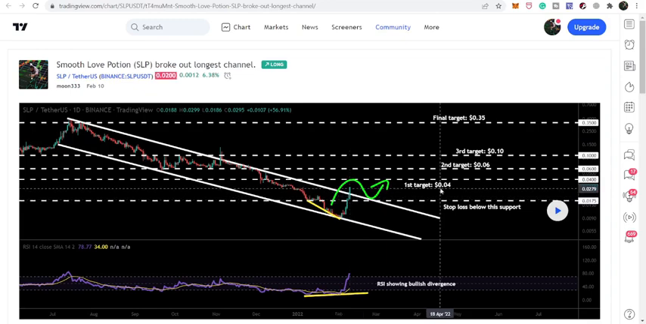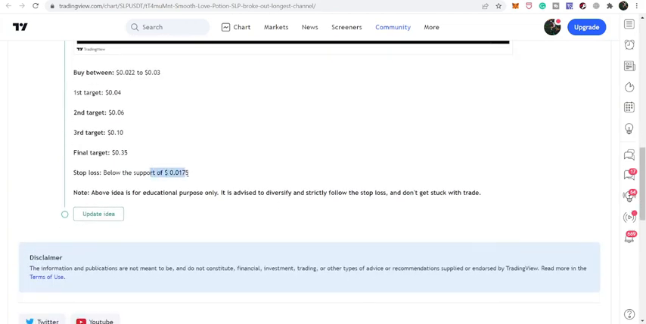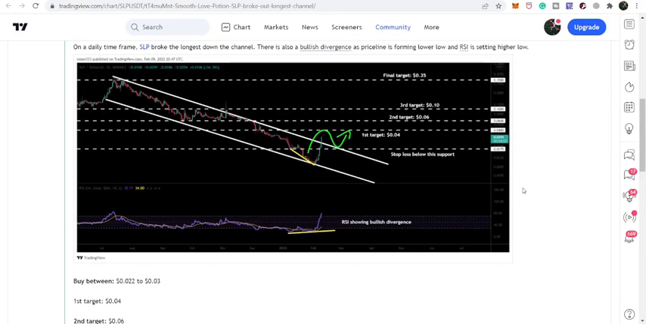And I told my members here that we can set our stop loss here at 1.75 cents, because this was the recent swing low on the 4-hourly time frame. I'll show you. And here we also have a bullish divergence when the price line was breaking out. There was also a bullish divergence on the daily time frame as the price line was forming lower low, and we had RSI setting higher low than previous high.